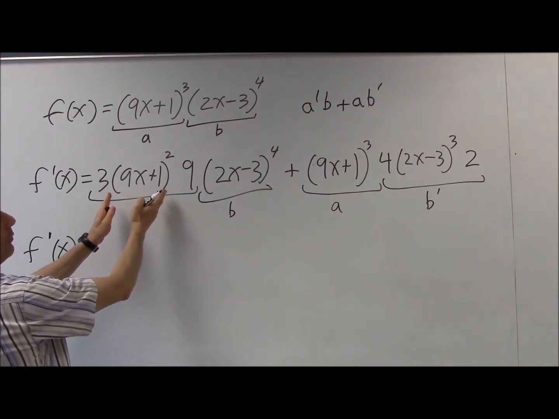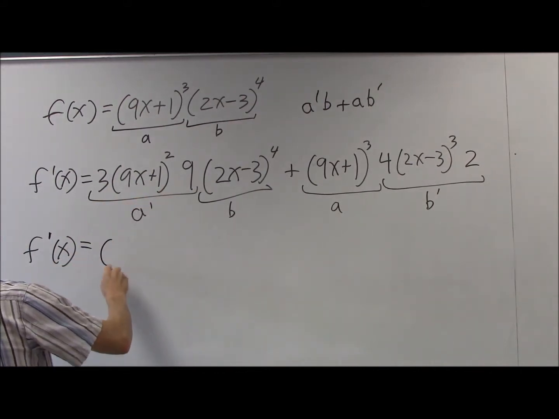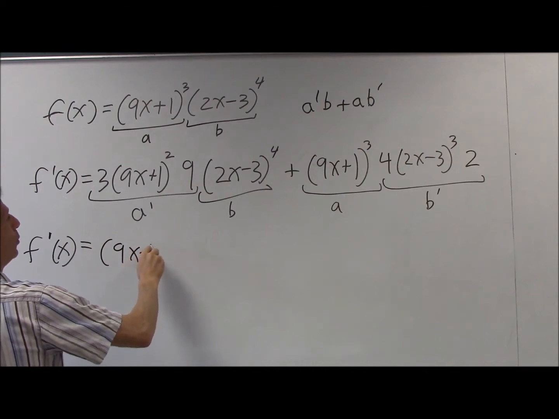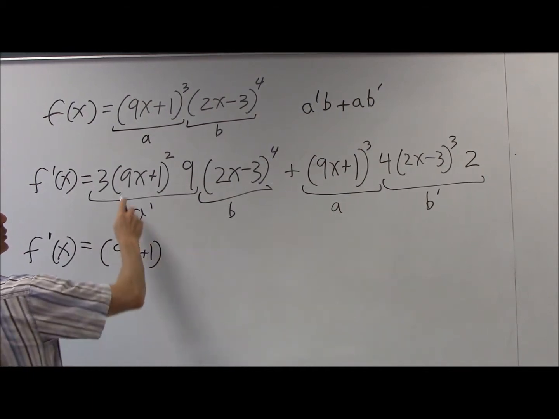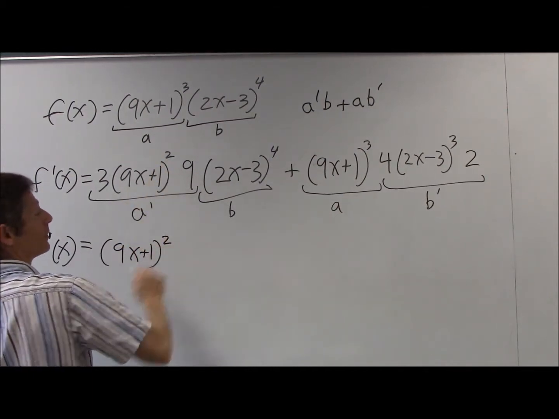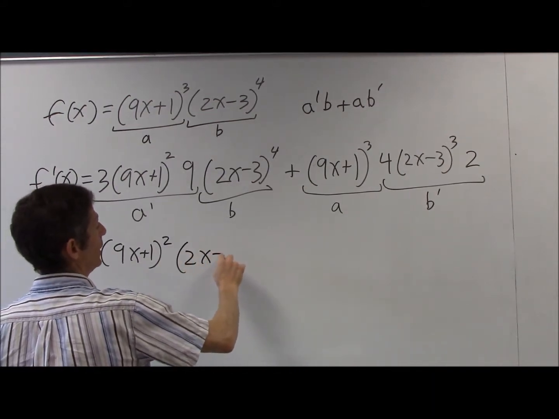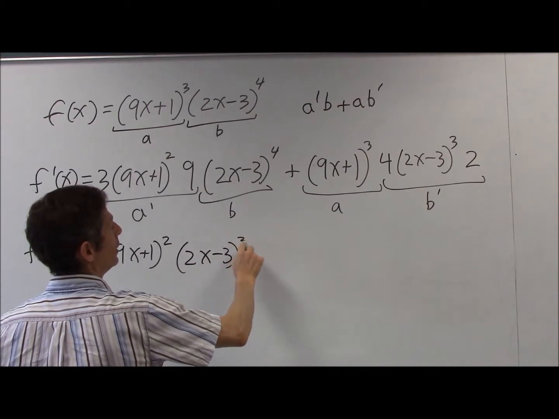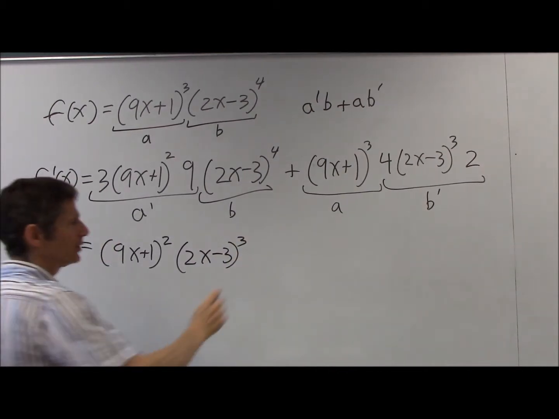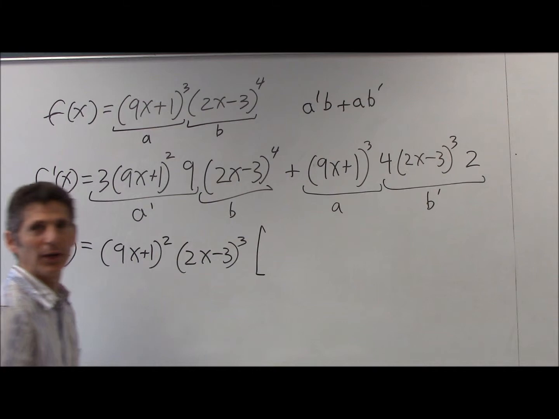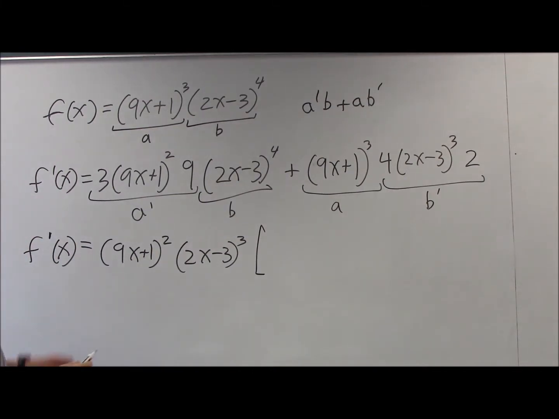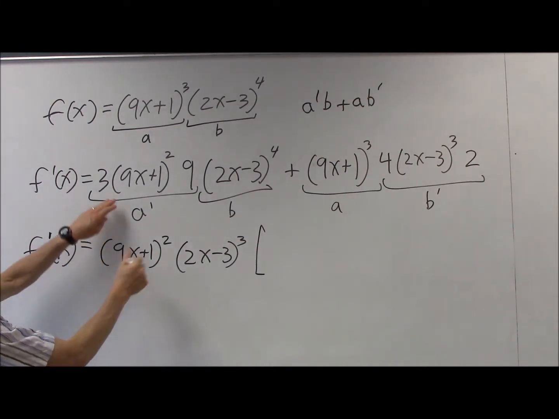Well, they both have one of these guys, 9x plus 1. And I think they both have two of those, so let's say squared. And what else do they have? They both have a 2x minus 3 to the third, cubed. So let's see what I have left. Maybe there's something else I can factor out eventually, but that's good for now.